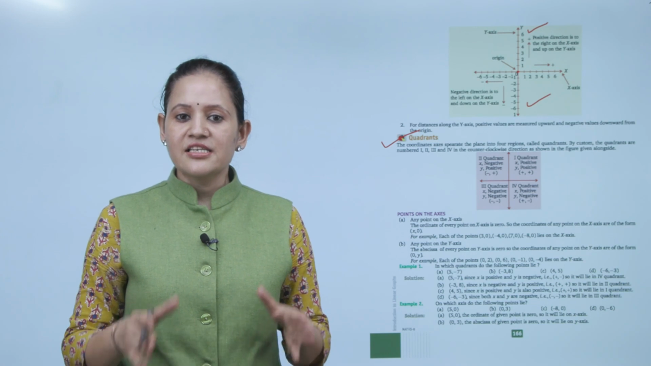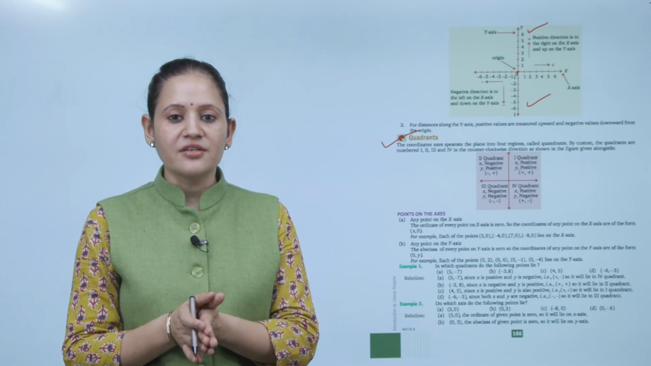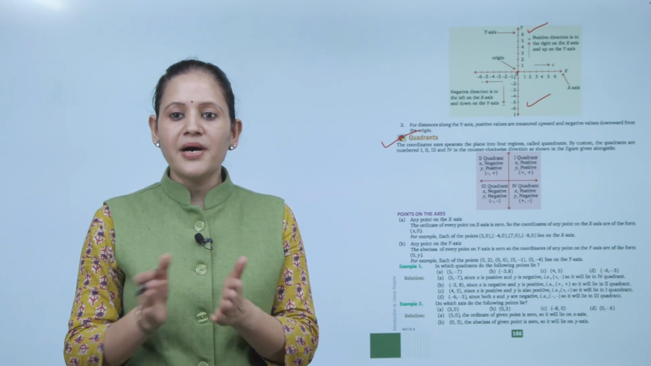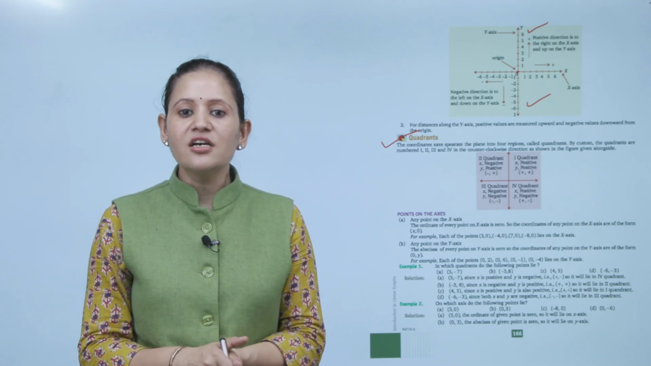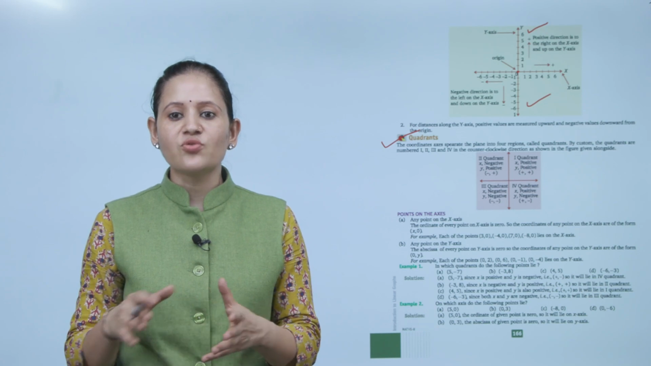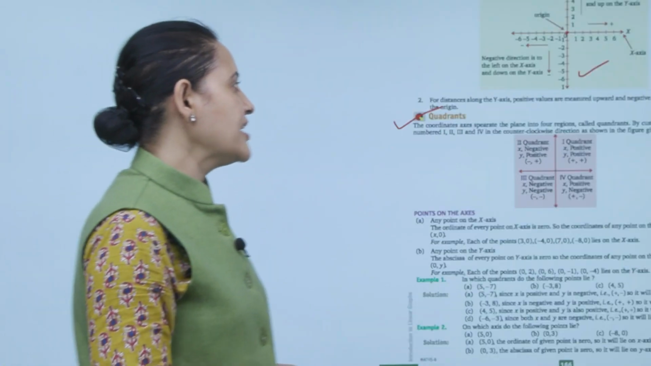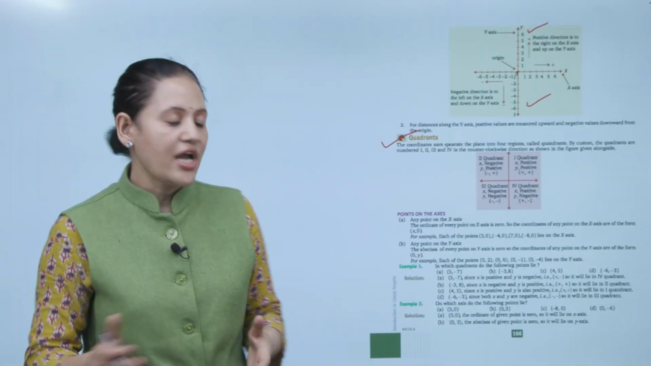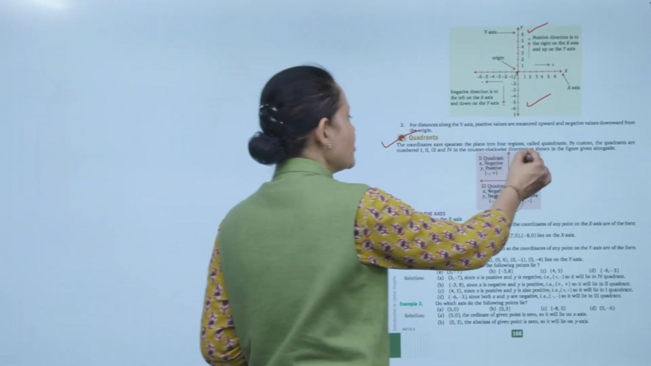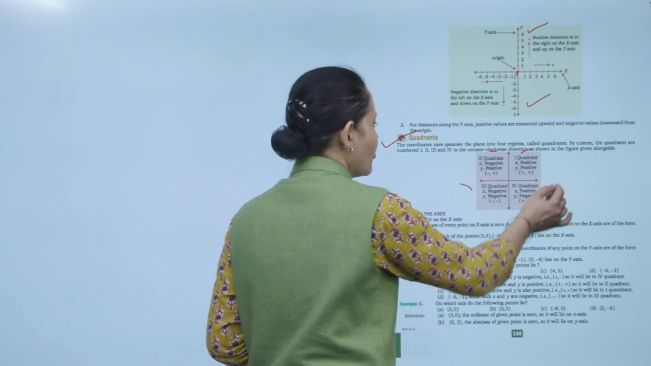Next is quadrants. The coordinate axes separate the plane into four regions called quadrants. By custom, the quadrants are numbered 1, 2, 3, 4 in the counterclockwise direction as shown in the figure given below. So here the x-axis and y-axis divide the plane into 4 quadrants. So count anti-clockwise: first quadrant, second quadrant, third quadrant and fourth quadrant.